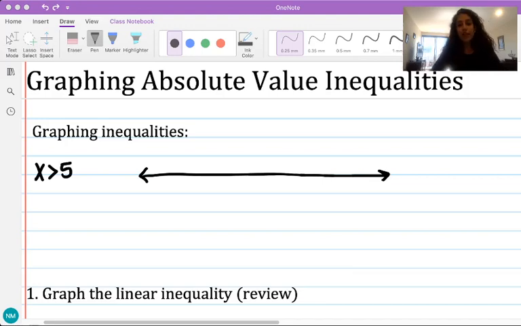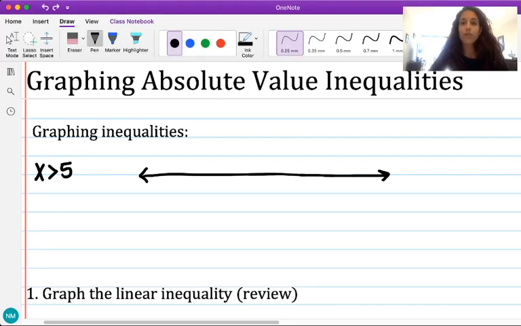Okay, so in this video, we're going to talk about graphing absolute value inequalities. And what does that mean? So we're going to eventually get to actually graphing absolute value inequalities, and on a graph, it's going to look something like that. But first, I want to go over some of the foundations.